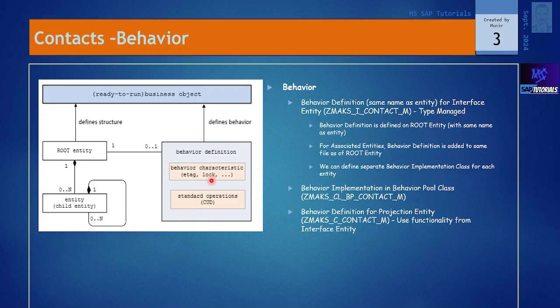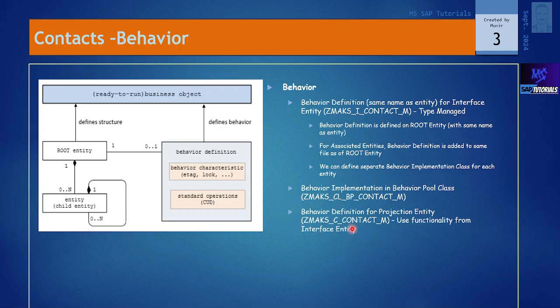That means locking or making the fields mandatory, making the fields read only, all those things, along with the standard operations of create, update, and delete. And once the behavior is defined, it should be implemented in an implementation class that is also called behavior pool or a local handler class. We will create a behavior implementation for our behavior definition, and then finally expose that to a projected entity.